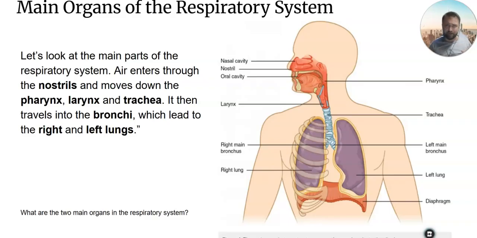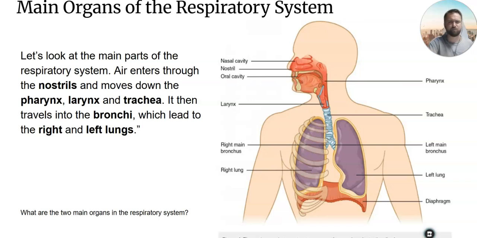You have two main organs in the respiratory system. Let's take it back. Smallest thing that we have, cell, then we have tissue, then we have organ, then we have organ systems, and then we have a complete being.